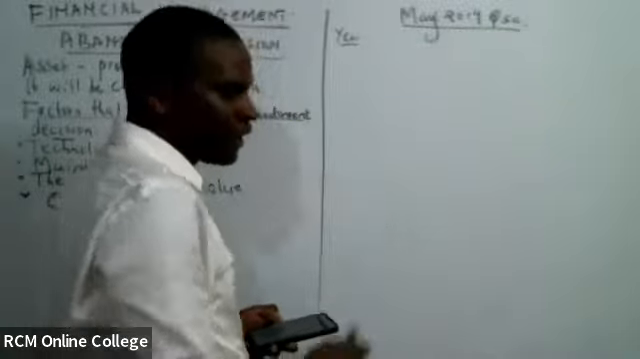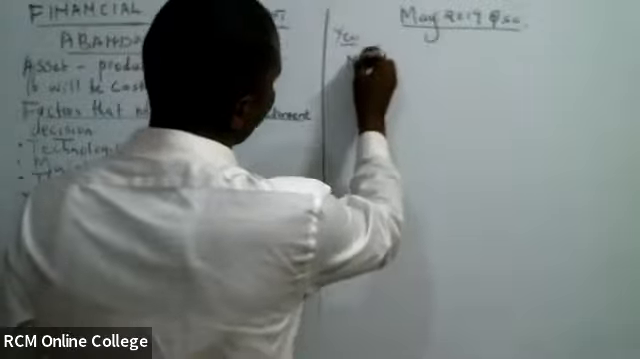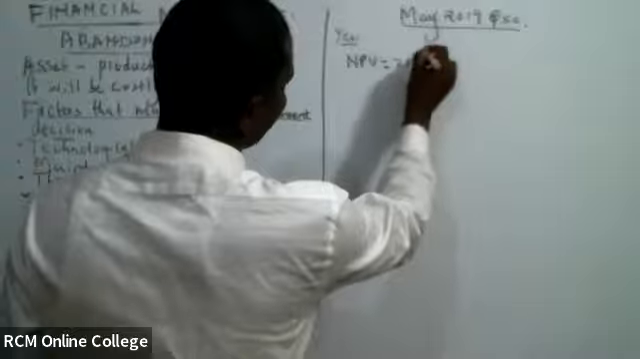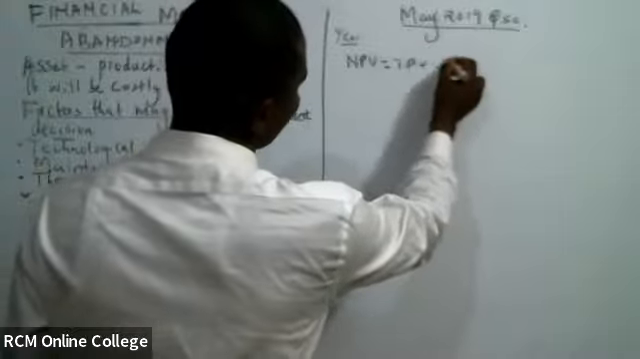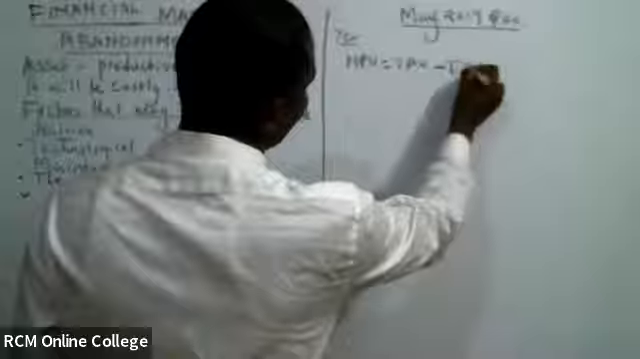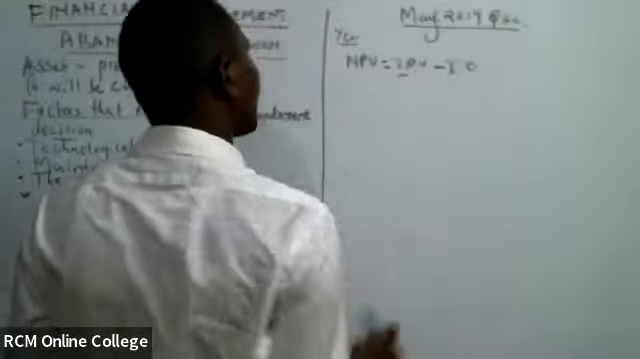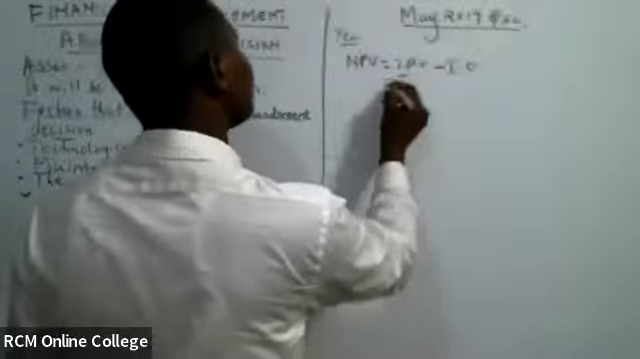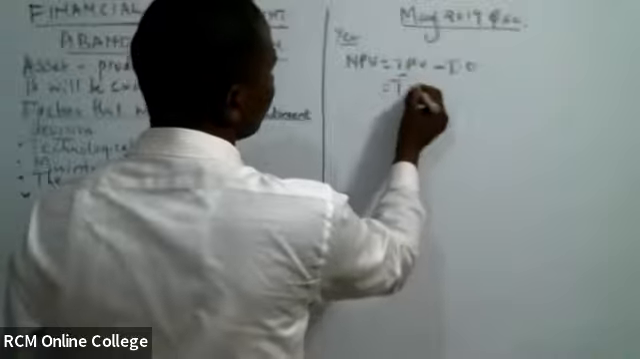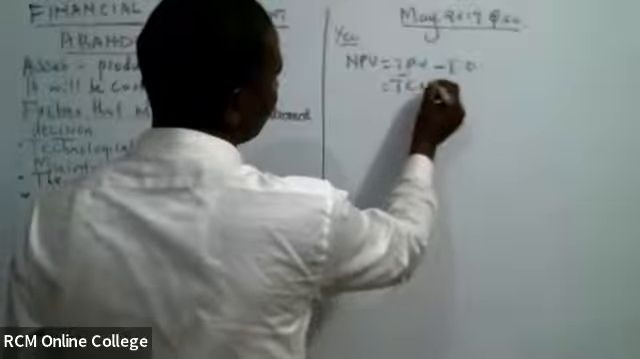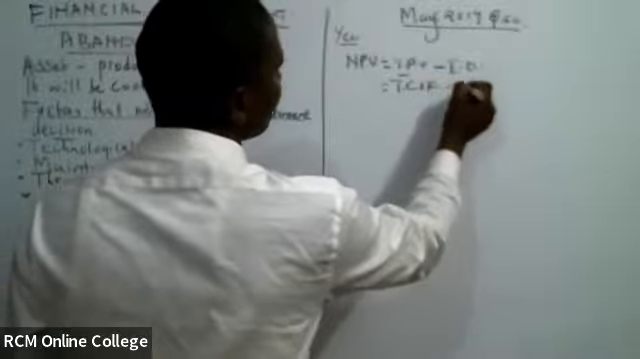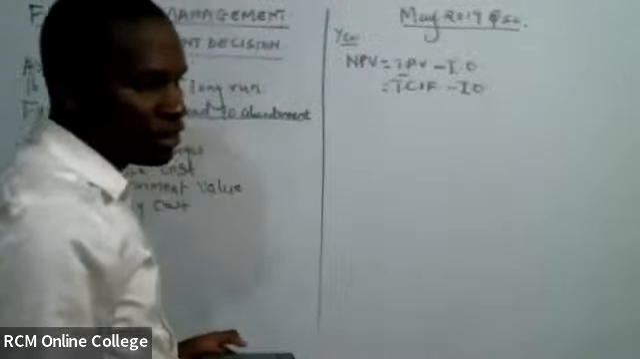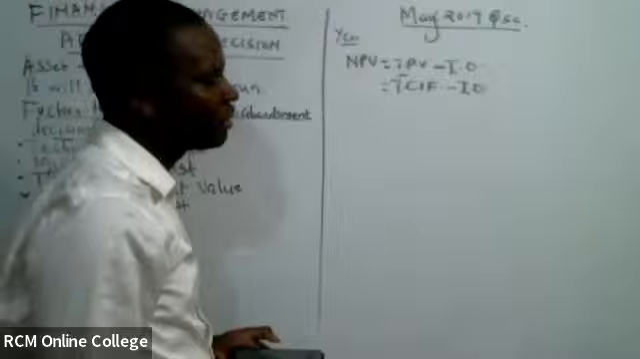So how do we get the NPV, class? NPV, we get it through the total present value, of course, discounted cash flow minus initial outlay. Now, how do I get the total present value or the total cash inflow? Total cash inflow minus initial what? Initial outlay. Total cash inflow minus initial outlay.